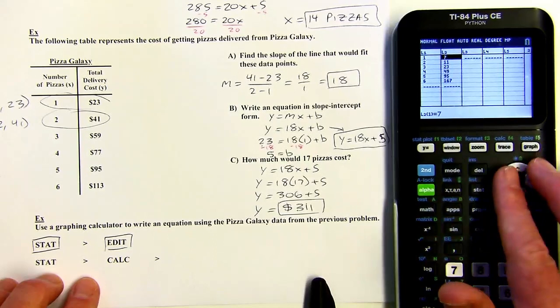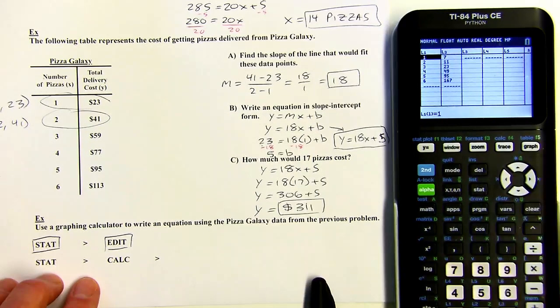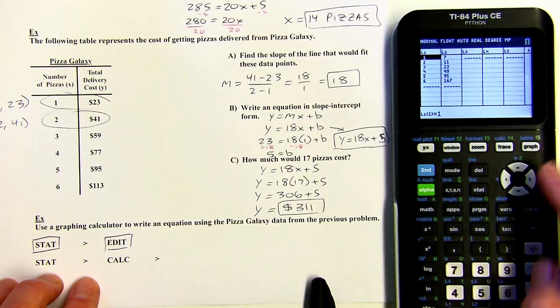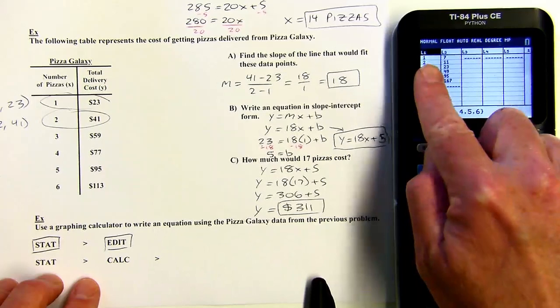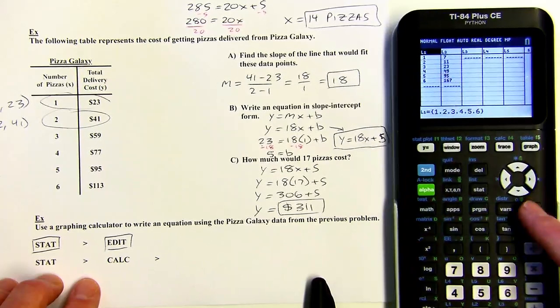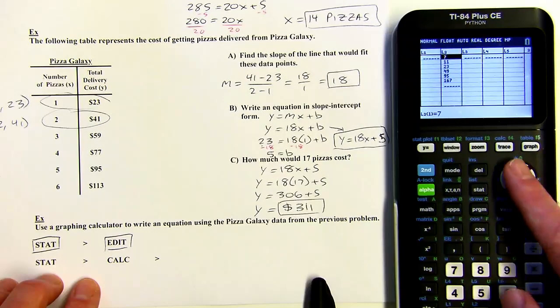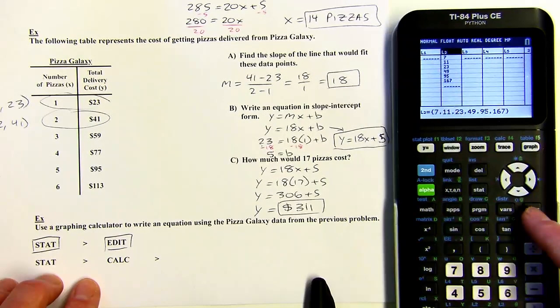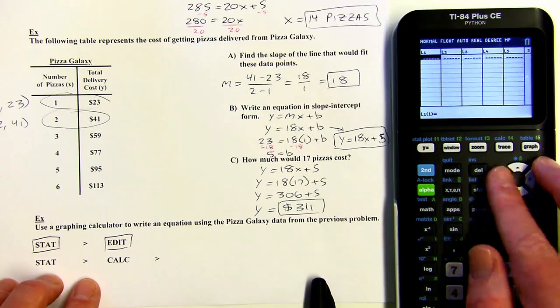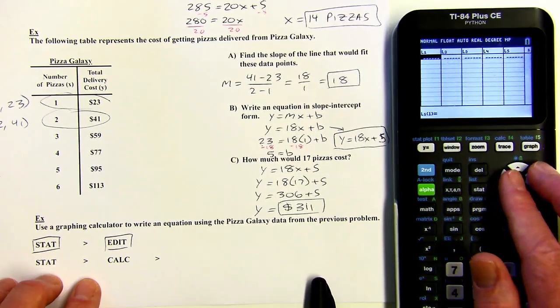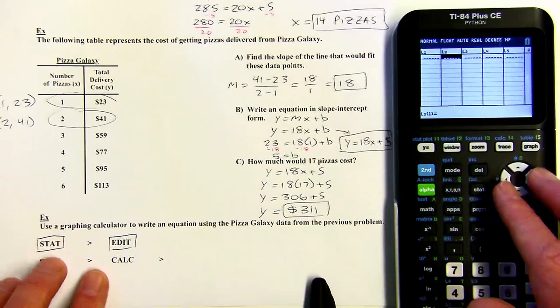You can actually write right on top of those data points. And you can hit clear and enter on each one of those entries, but if you go to the top and highlight L1, I'm going to hit clear and enter, and that'll clear out the whole column there. And I'll do the same thing with L2. This is list 1, list 2. I'm going to use list 1 as my X's and list 2 as my Y's.